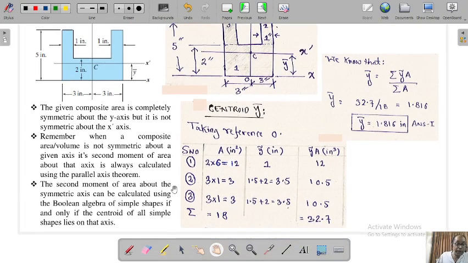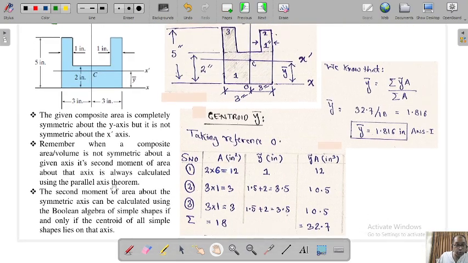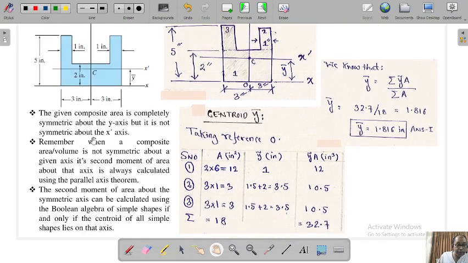The second moment of area about the symmetric axis can be calculated using simple Boolean algebra for simple shapes, if and only if the centroid of all simple shapes lies on that axis. This is a very important point we will discuss before calculating Iy, but you must know. So initially concentrate on these two points.